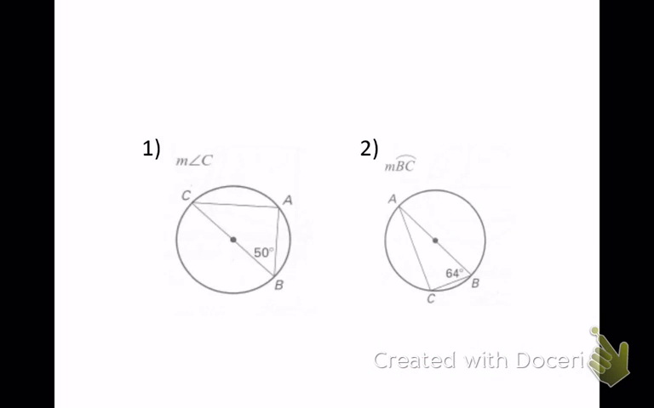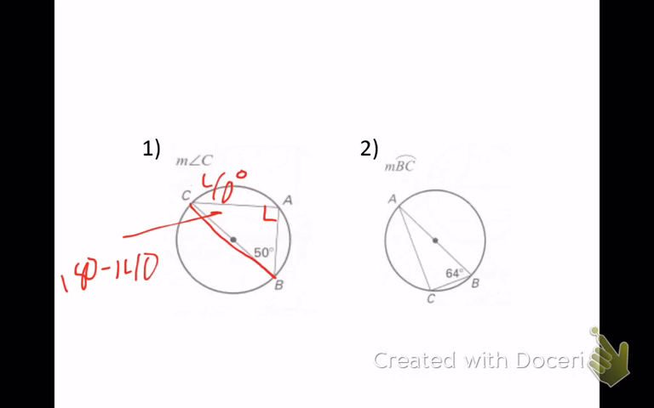Okay? So, again, some quick examples of how we can use these theorems. So, number one here, we want to find the measure of angle C. Well, because CB is a diameter, that means angle A has to be a right angle, which means this is a right triangle. So, to find this guy, we can do 90 plus 50, which is 140, and subtract it from 180. And so this angle is going to be 40 degrees.